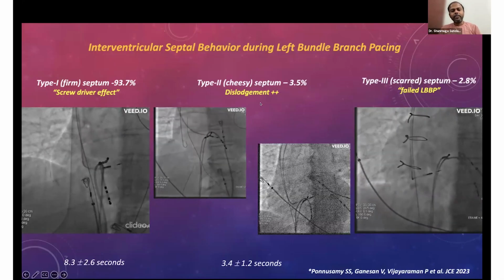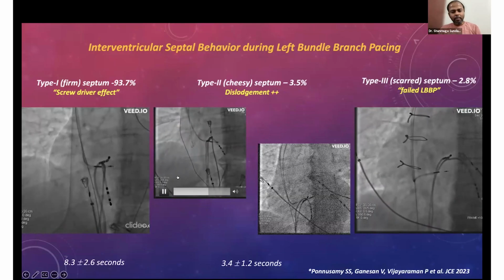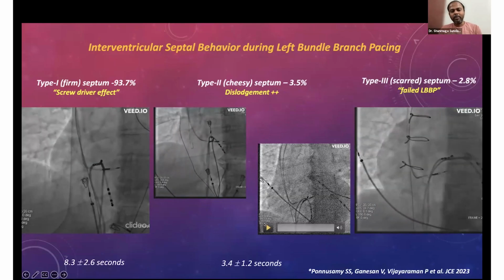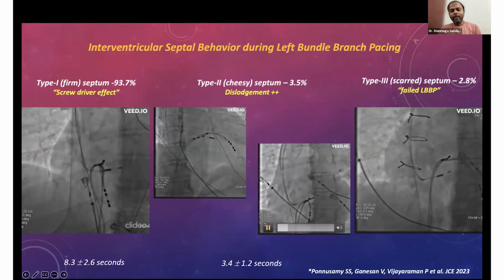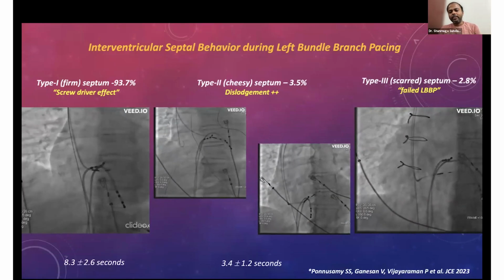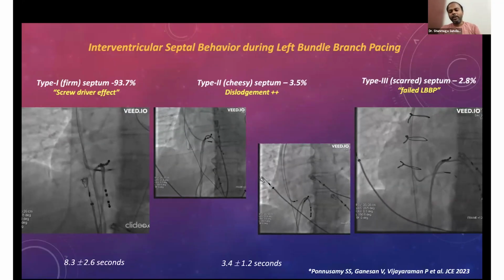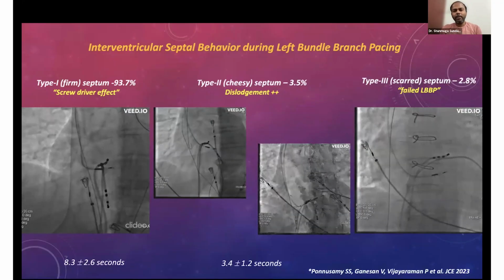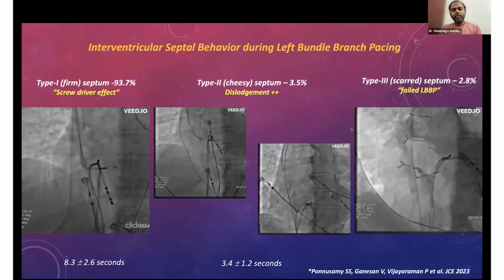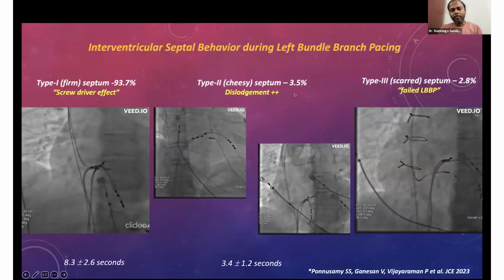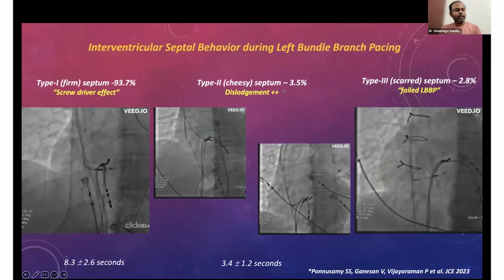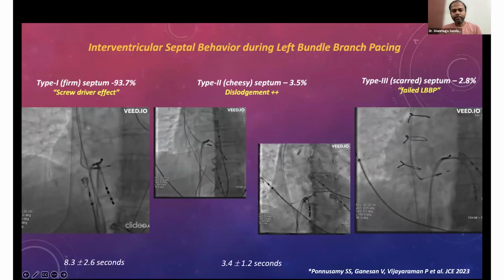So in between, we have this type 2 septum. You can see as I deploy the lead, within 1 or 2 turns, the lead will just cross the septum into the LV cavity. And as I tend to remove the sheath after deploying the lead, you can see the lead moves into the LV cavity. So the septum will be completely free of any grip. So you will not have enough support from the septum. So it's better to avoid doing left bundle branch pacing in this group of patients, though echocardiographically, these patients will have a normal septum.